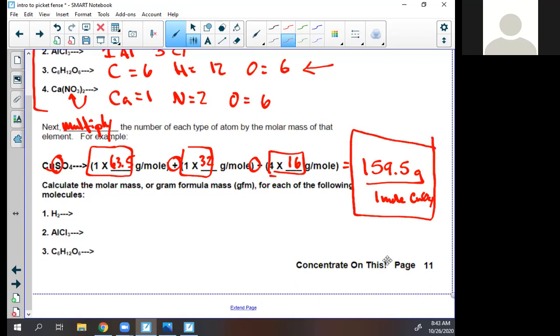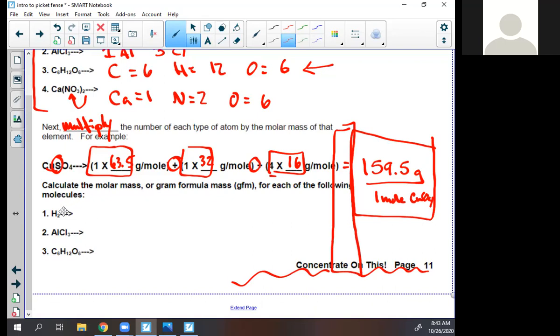Oh. How about me introducing Sophie Simpson to talk yesterday too? I'm just falling apart. Here's our cool little flag. Nothing says America more than 159.5 grams per 1 mole of CuSO4, right?